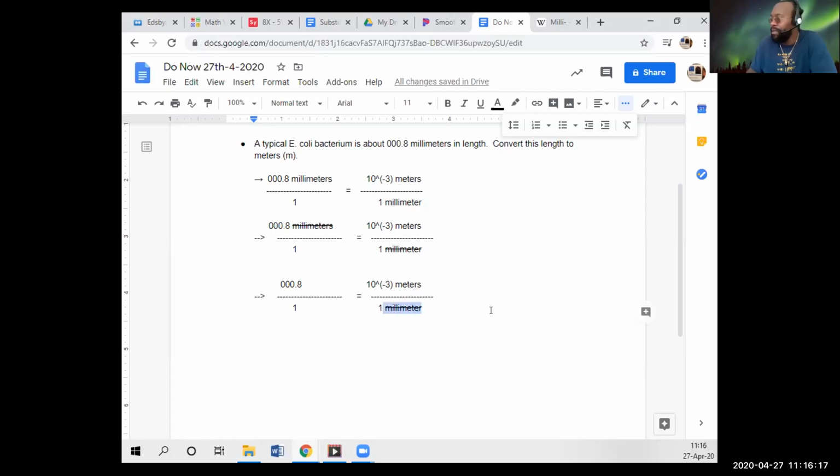This goes away. And now you only got meters. 10 to the third.